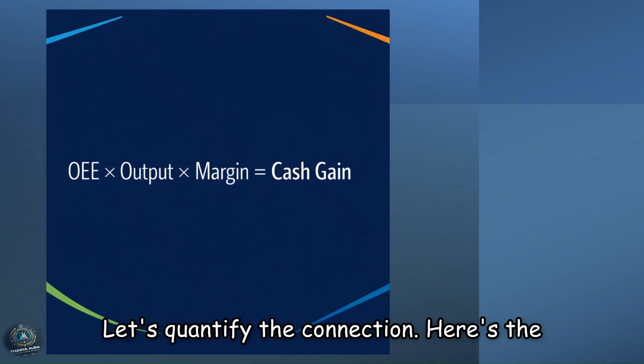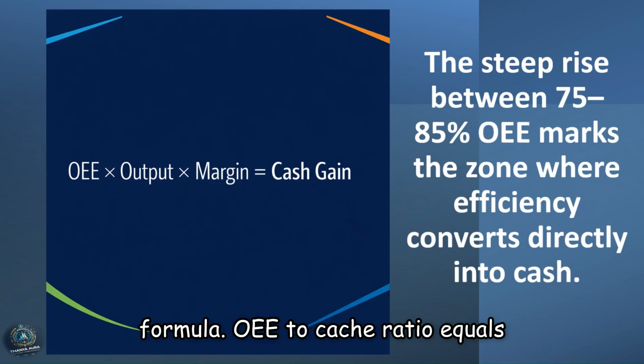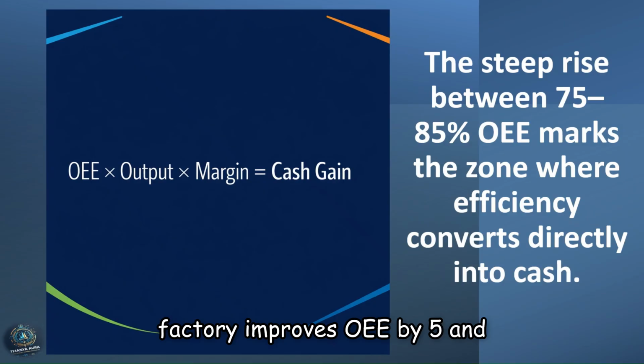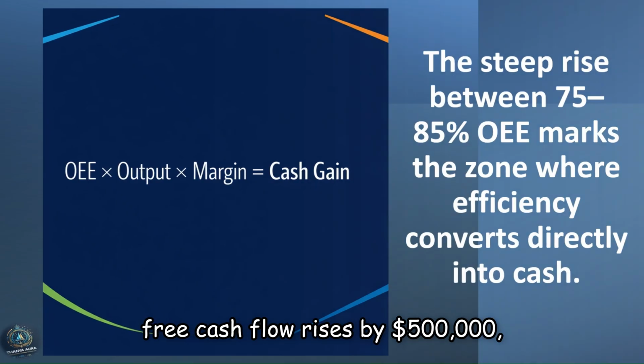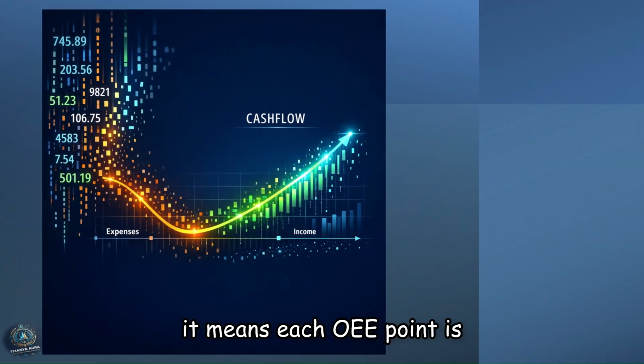Let's quantify the connection. Here's the formula. OEE-to-Cash ratio equals delta FCF / delta OEE %. If a factory improves OEE by 5% and free cash flow rises by $500,000, it means each OEE point is worth $100,000 in cash.